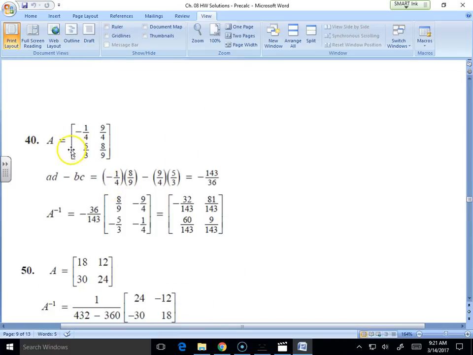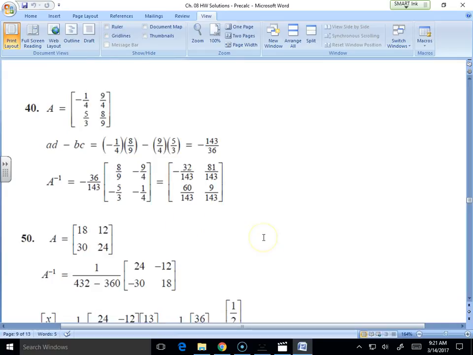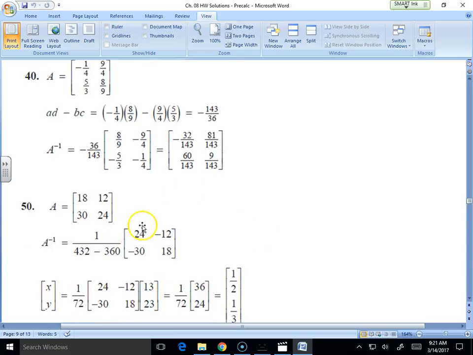Number 40 is just finding the determinant and then using it in the formula. It was really messy because there were fractions, but that's what made the formula nice. You end up with negative 32 over 143, 81 over 143, 60 over 143, and 9 over 143. It's messy. It's right there at the top of the screen.